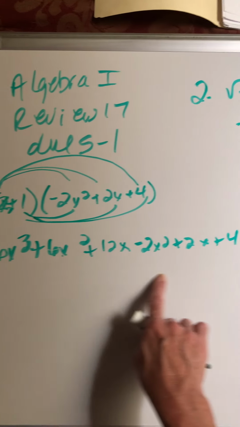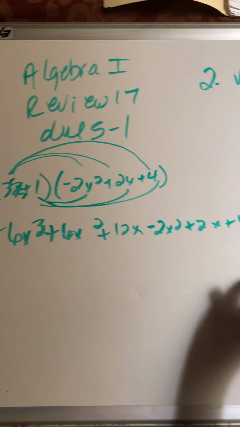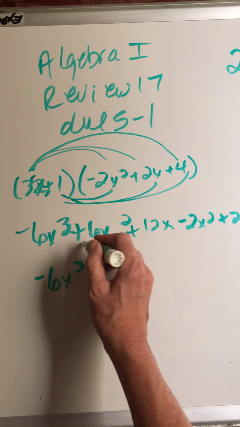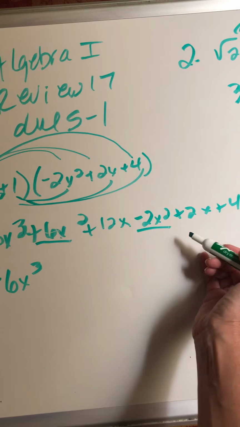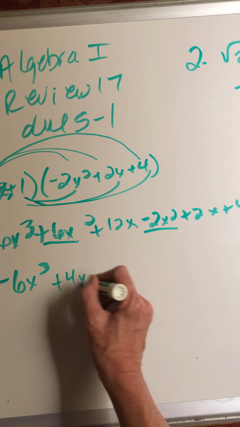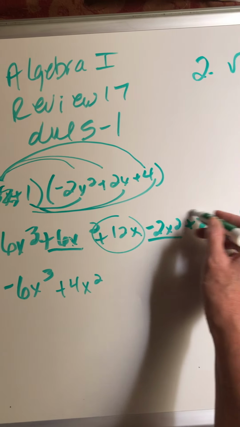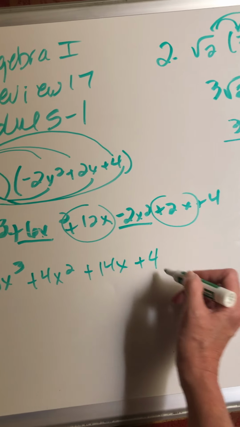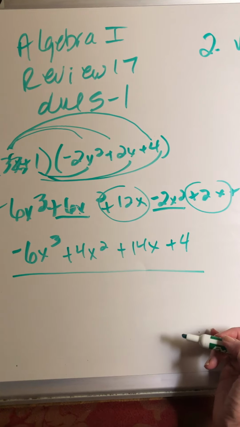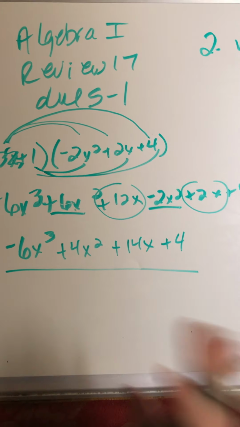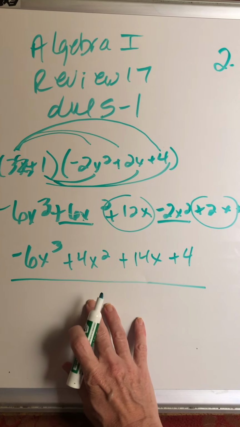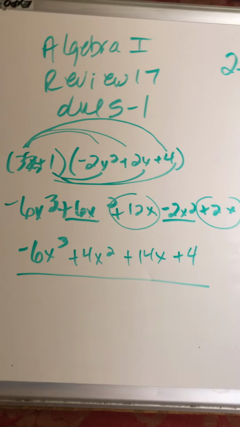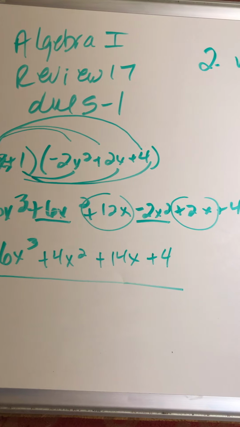Okay, so right now I've got all of this. Now I combine like terms. Nothing combines with the negative 6x cubed. I've got 6x squared and negative 2x squared, which would be positive 4x squared. And then I've got 12x and 2x, which is 14x. And then plus 4. So that's the distributive property. That's combining like terms. And that's the way you leave it. Don't do anything else. Leave it just like that. Don't factor out anything. Leave it just like that. Okay? So that's number 4.